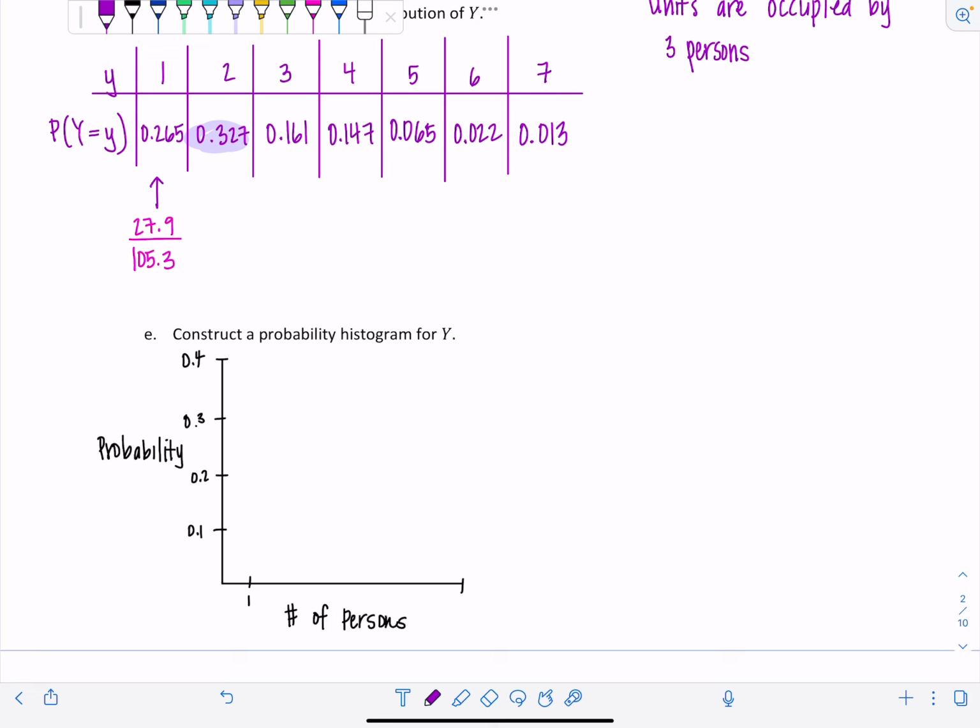If there's only one person, the probability was 0.265. So a little more than a quarter of the way up. 0.1? No, more. Oh my goodness, 0.265. I've lost my mind for a split second. Here we go, all the way up here. That's 1. Shall we switch colors for 2? Yes, let's do it. 2 is going to be over here, 0.327.